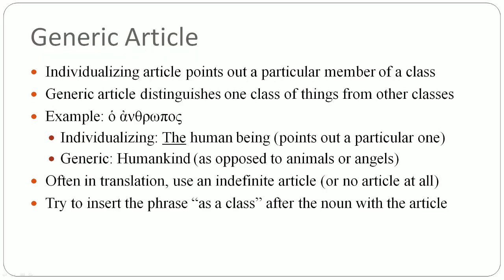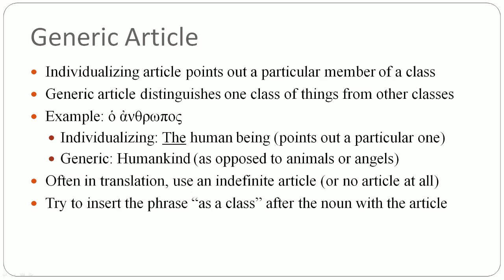All right, now this is the kind of opposite of that. The generic article does the opposite of the individualizing article. The individualizing article points out a specific thing. If you have a group, the individualizing article is like you take your finger and you point out one of that group, a particular member of that group.